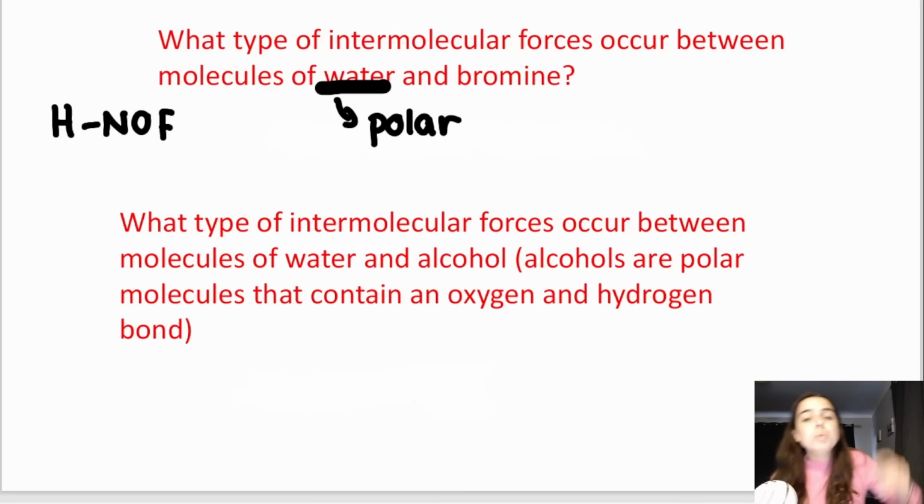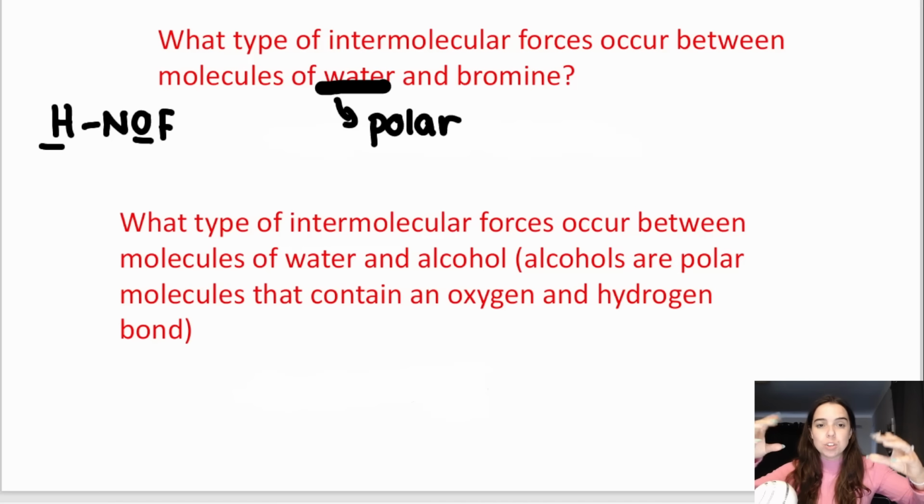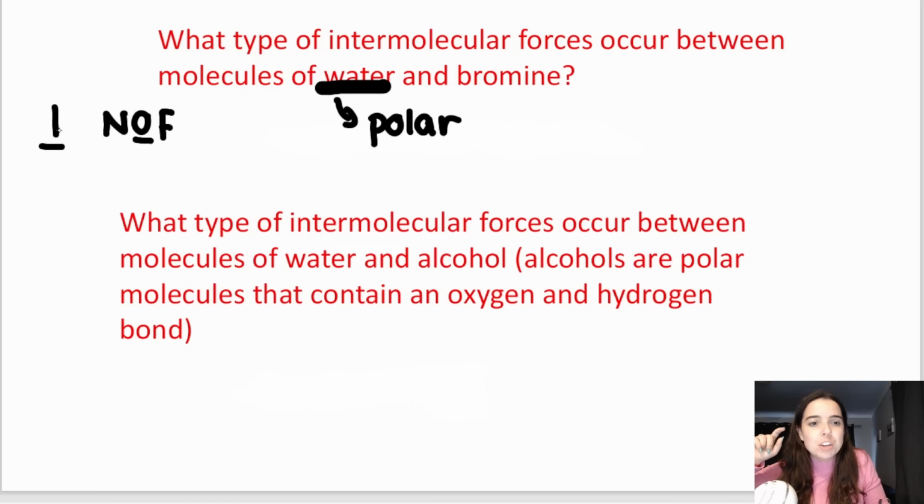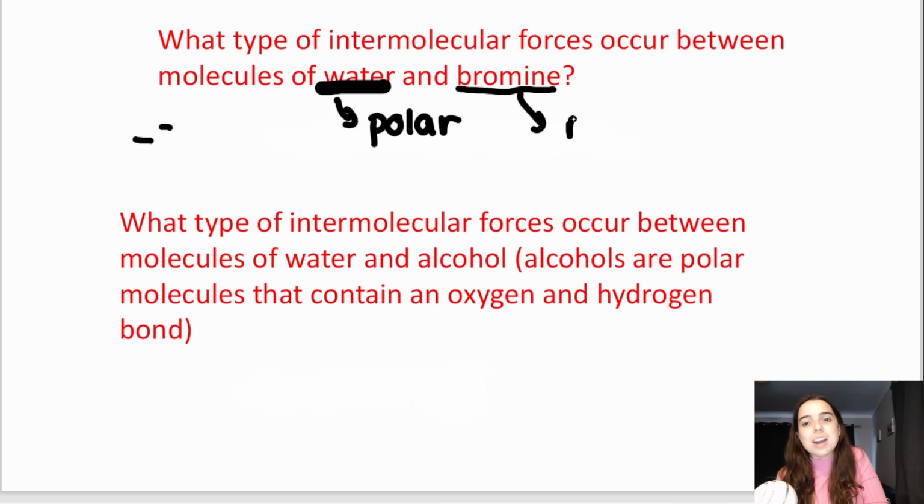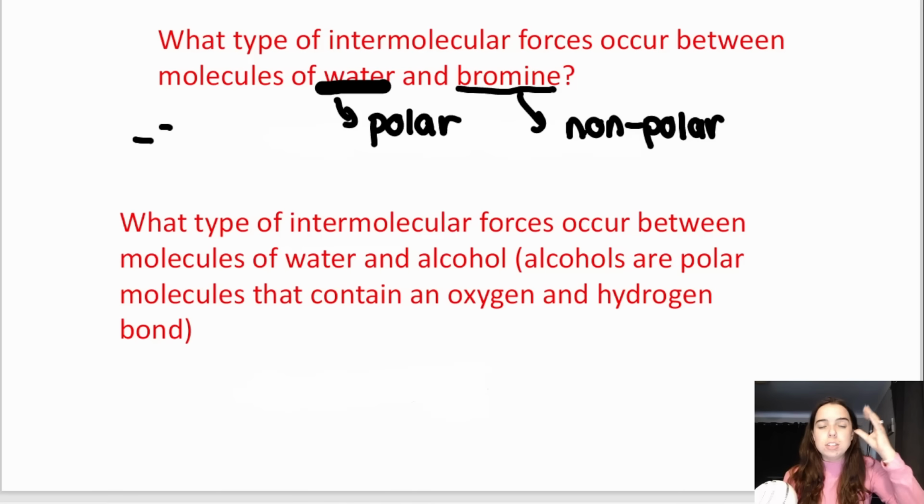However, if it was water and water, then it would be hydrogen bonding. So even though water has hydrogen and oxygen, it doesn't mean hydrogen bonding, okay? It's if it's water and water. So two things that have H-NOF bonding, then it'll be hydrogen bonding, okay? Just keep that in mind.